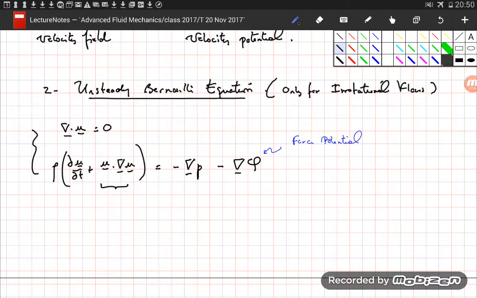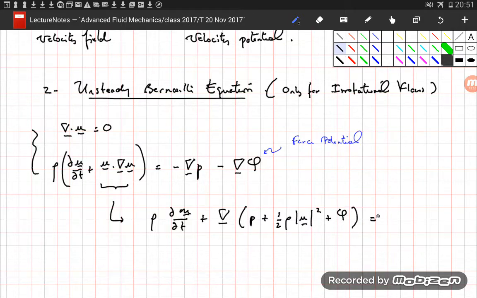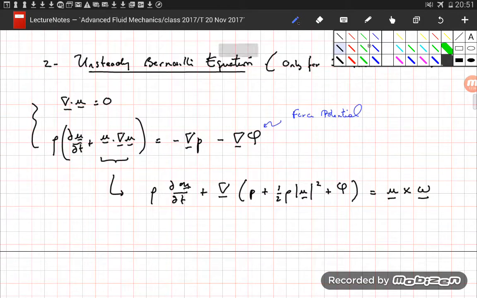When you do that, you can rewrite the momentum equation as rho du/dt plus the gradient of the pressure plus 1/2 rho times the norm of the velocity squared plus your force potential, equal to u cross the vorticity.